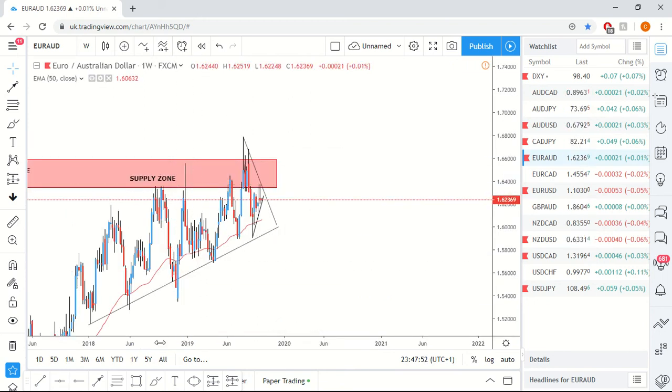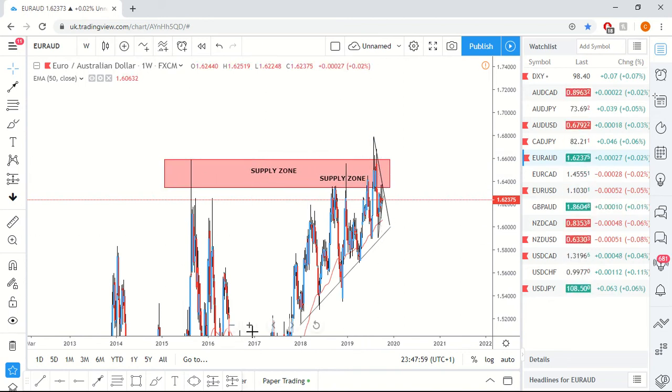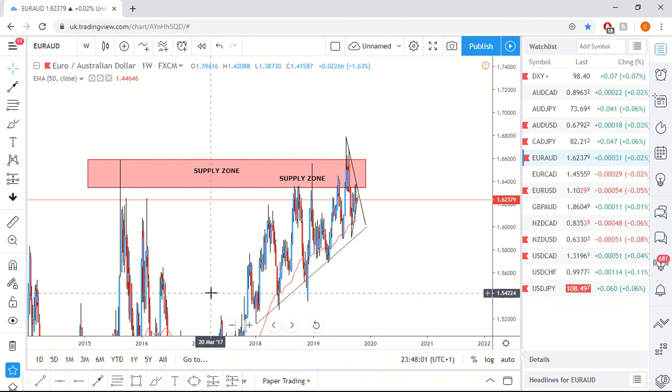But we do obviously have the supply zone here, as you can see, multiple wicks to the upside. So we are very high in price at the moment, and over the last few years, this pair has increasingly turned into an uptrend.